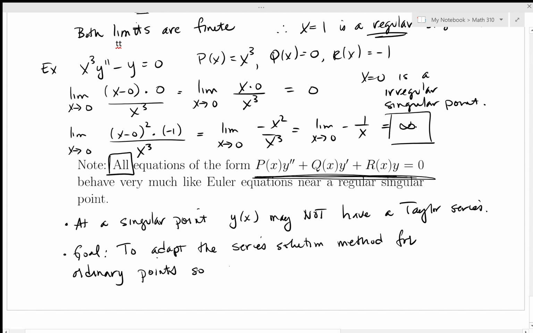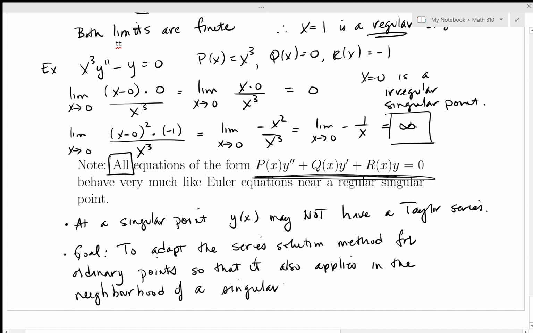so that it also applies in the neighborhood of a singular point. Because that is what is coming in the next two lectures.